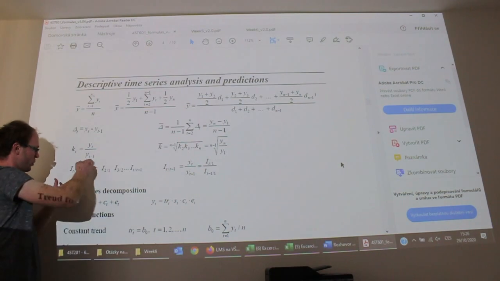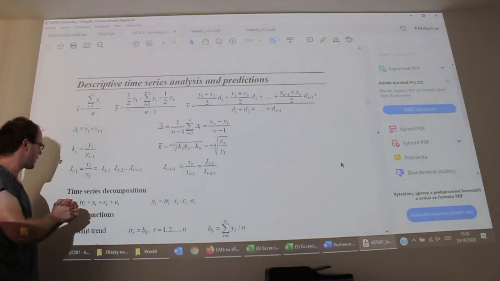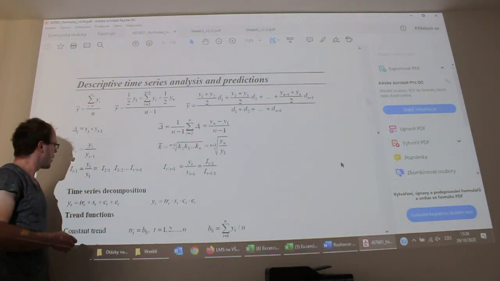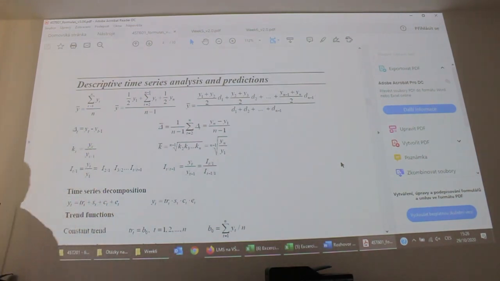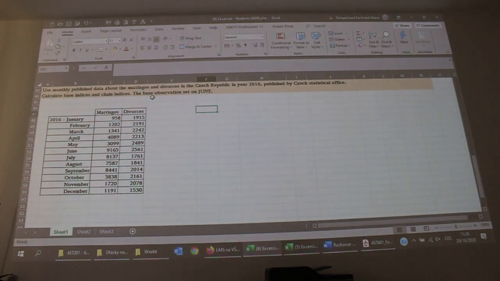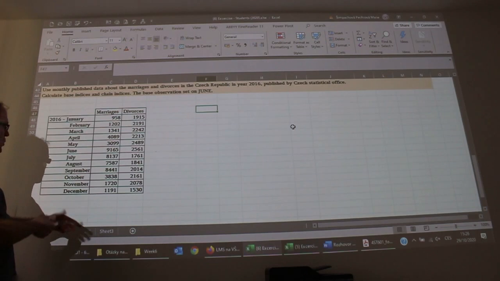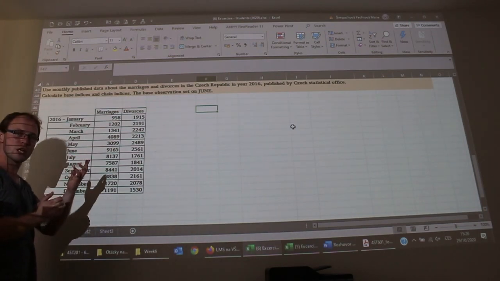Yes, of course. I will show you base indices with the base set on the first observation, but I will also show you an example where I require another base. In this data sheet we can use monthly published data about marriages and divorces in the Czech Republic in year 2016, published by the Czech Statistical Office. You can find these data in the data sheet which I downloaded for you.